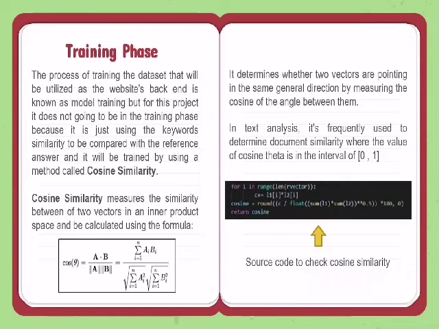Cosine similarity measures the similarity between two vectors in an inner product space and is calculated using the formula. It determines whether two vectors are pointing in the same general direction by measuring the cosine of the angle between them. In text analysis, it is frequently used to determine document similarity, where the value of cosine theta is in the interval of 0 and 1. So this is the example of source code to check the cosine similarity used in the system.